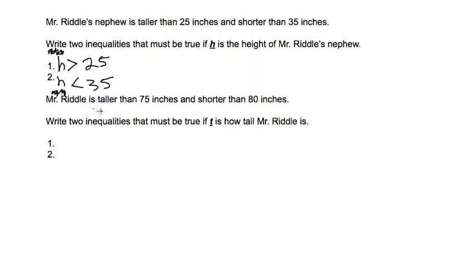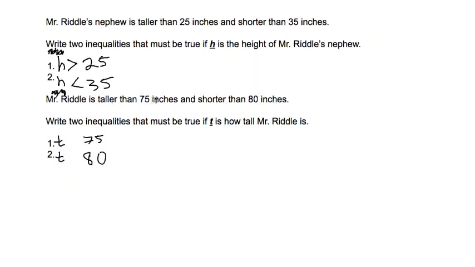Now in the second situation, Mr. Riddle is taller than 75 inches and shorter than 80 inches. Write two inequalities that must be true if t is how tall Mr. Riddle is. So again, both of these inequalities are relating t for the height of Mr. Riddle, and the first one here is relating between 75 inches and the second one is relating it to 80 inches.